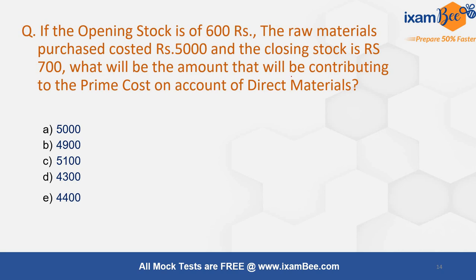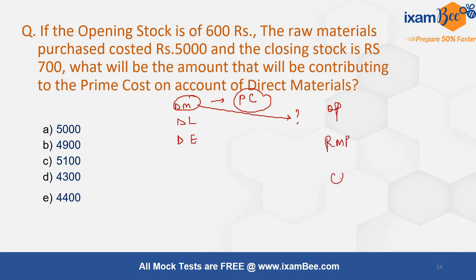Here you have to tell the amount that will be contributing to the prime cost on account of direct material. We know that prime cost is nothing but the total of direct material, direct expenses and direct labor. Now the question is, they have given you information on direct material. They have given you opening stock, raw material purchase, and closing stock. You have to tell the direct material cost that has been consumed to be added in the prime cost.